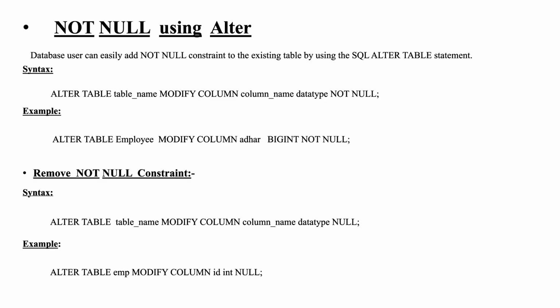Here is one more point: remove not null constraint. If you want to remove a not null constraint, you can use the alter command. The syntax is: alter table, table name, modify column, column name, data type, null. Example: alter table emp or employee, any table name, modify column id int null.